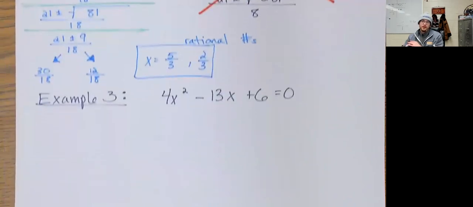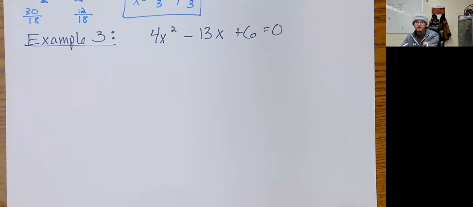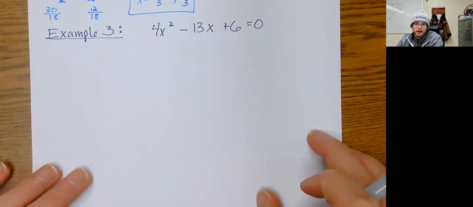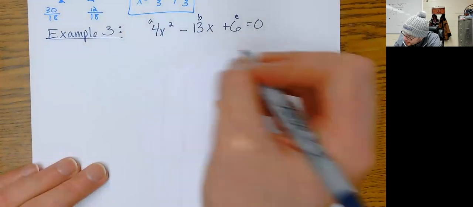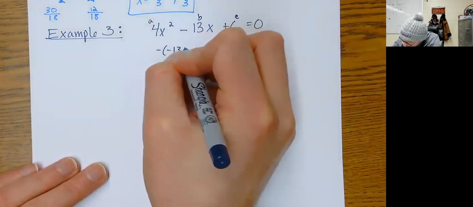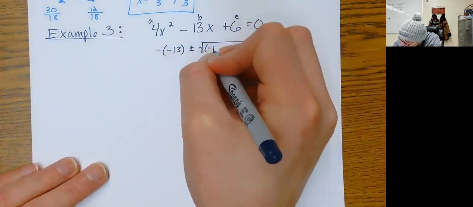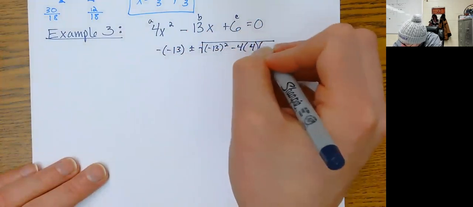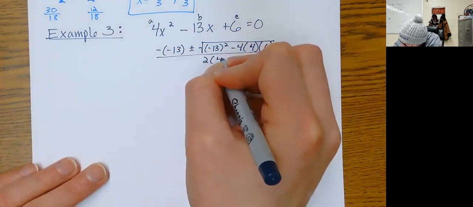Oh, okay. Now we have some different stuff happening. So I'm going to tell you right now, this problem's going to end up a little bit different. Switch back to this color, zoom out again. All right, so A, B, C. So we got negative 13 plus or minus the square root of negative 13 squared minus 4 times A times C all over 2 times A.